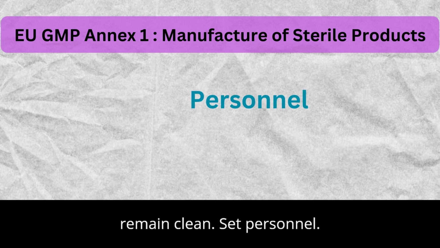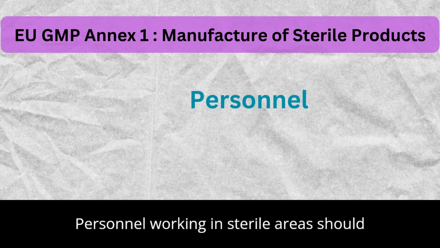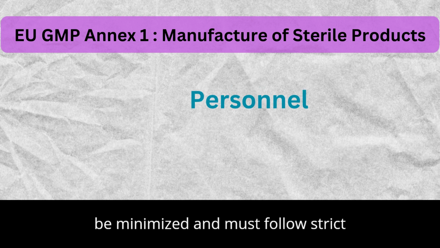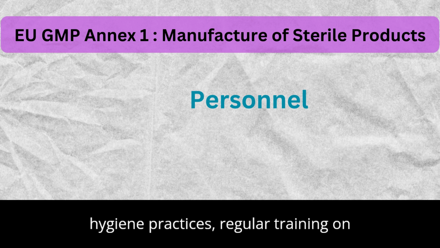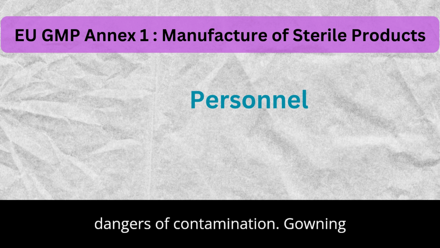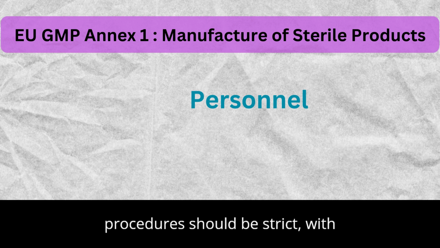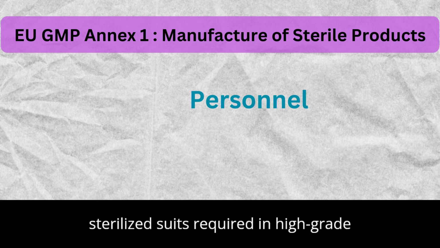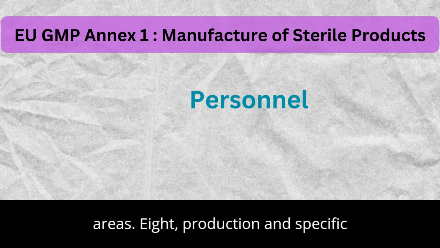7. Personnel. Personnel working in sterile areas should be minimized and must follow strict hygiene practices. They need regular training on sterile techniques and the potential dangers of contamination. Gowning procedures should be strict, with clothing like gloves, masks, and sterilized suits required in high-grade areas.